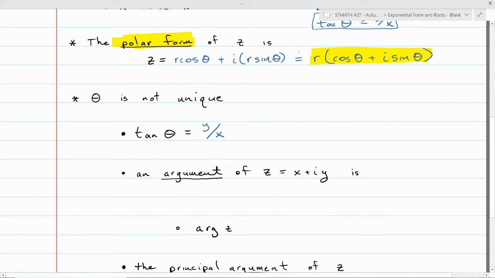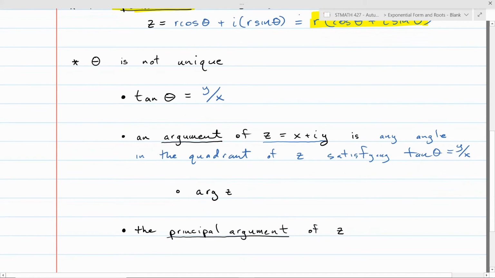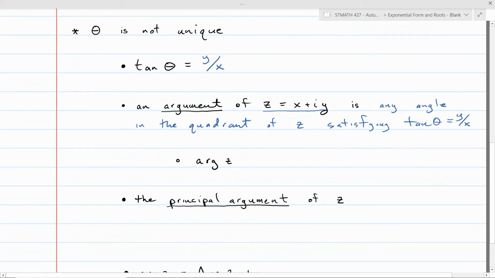So an argument of our complex number x plus iy is just any angle in the quadrant of z satisfying tangent of theta equals y over x. So there's those two things. The angle has to be in the right quadrant, and then when you plug it into tangent, you have to get y over x. That's what makes it an argument of our complex number. And then we use this notation arg z to indicate any possible argument. So arg z is the set of all arguments of z. Once you find one of them, you just add multiples of 2 pi to any argument to get all the other arguments.